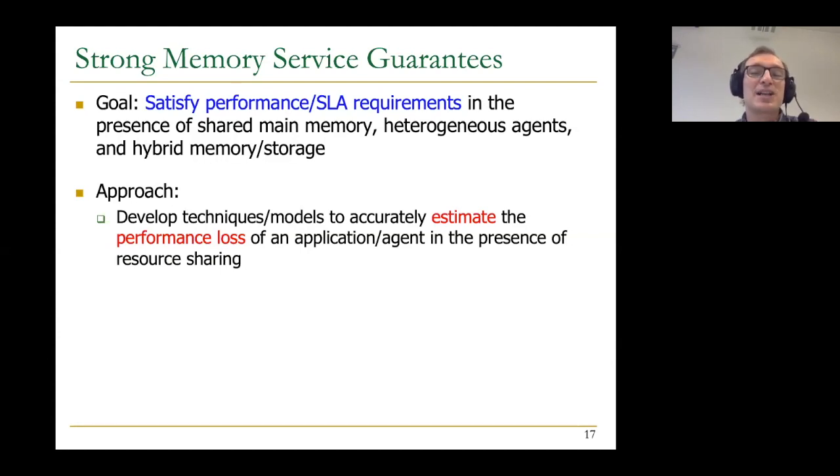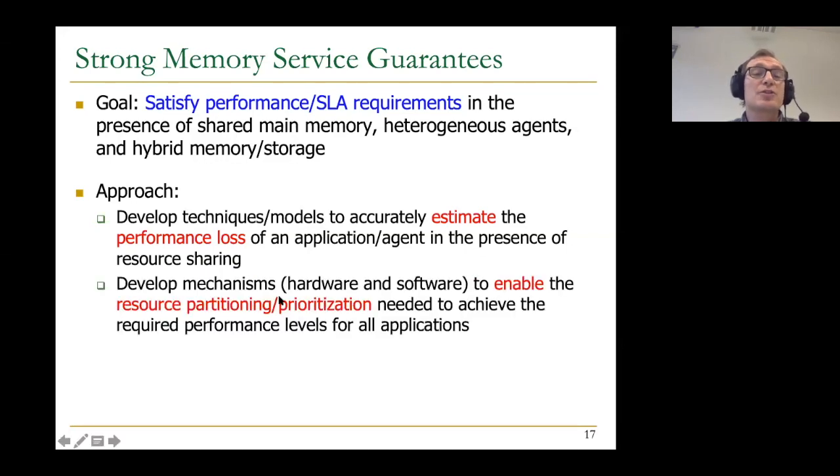So it's a performance model. You estimate the performance loss or relative progress in terms of how well you should be doing. And once you get that estimate through some model for every single application and agent in the system, reasonably accurately, now you also need mechanisms to enable resource partitioning and prioritization at all of these resources that we've discussed, such that you can basically enable the applications to achieve their required performance levels.